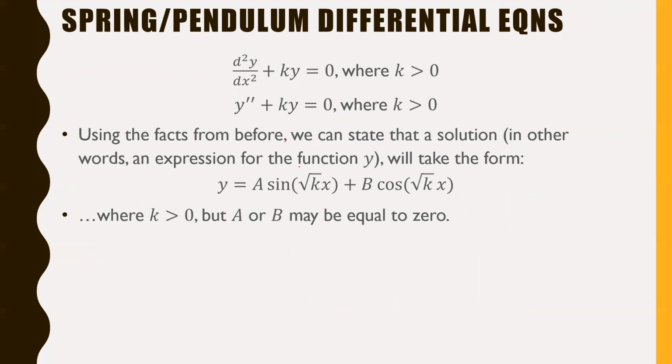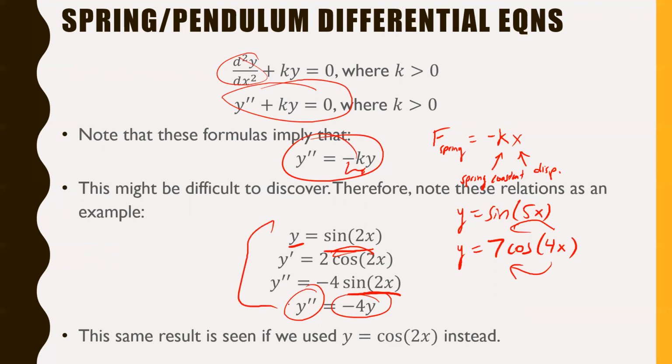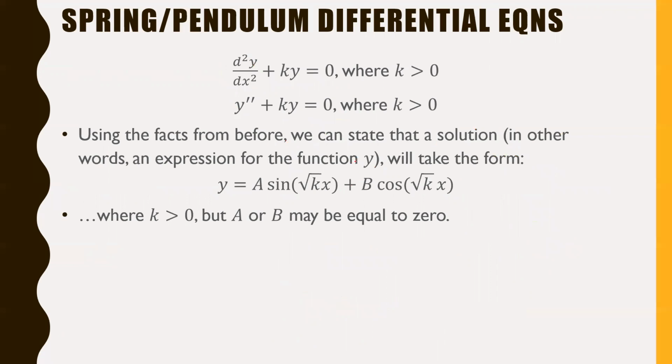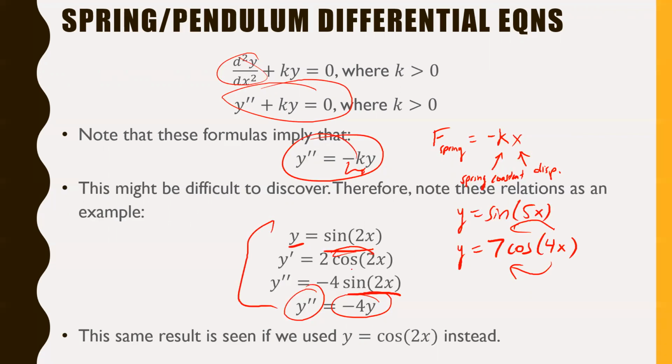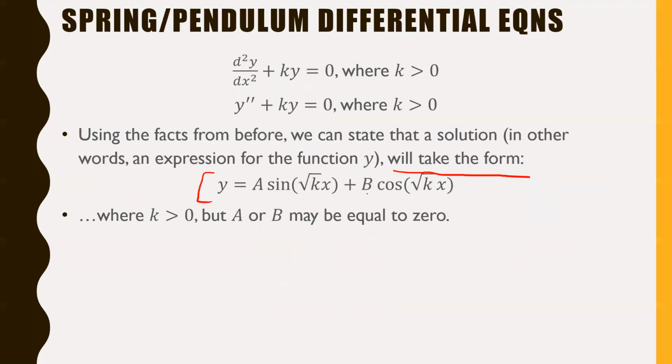Using the facts from before, that whole relationship we just figured out, we can state that the solution, or in other words, an expression for the function y, should always take the form y equals a times sine of the square root of k times x. Notice that wasn't a coincidence here. 2 is the square root of 4. Any number you picked, as you multiply it through, you'd still get the square of that square root. So it is what it is. So a sine square root of k times x, notice x is not part of that square root, plus b times cosine square root k, also times x, where x is also not part of that square root.